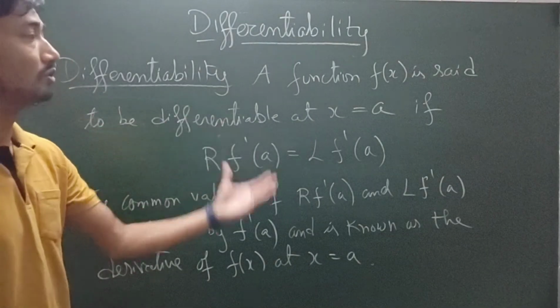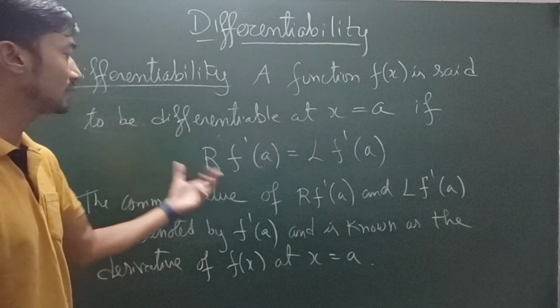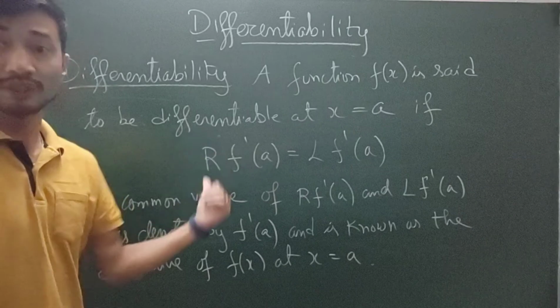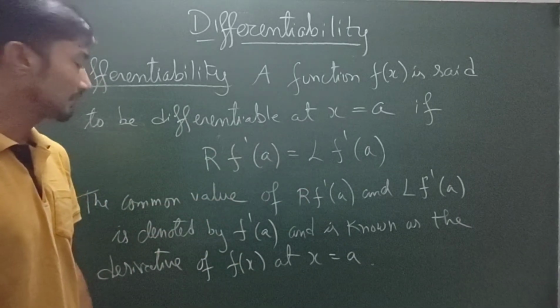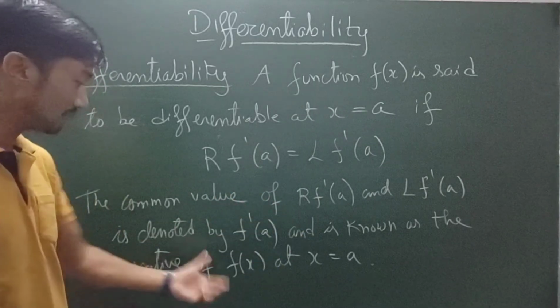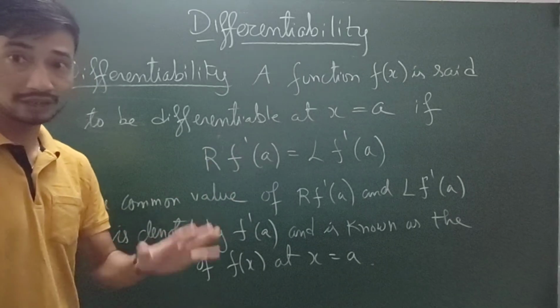A function is said to be differentiable at a given point x equal to a if the right-hand derivative is equal to the left-hand derivative. How do we calculate this? I've already given you that previously. And the common value of the right-hand derivative and the left-hand derivative is denoted by f dash of a, which is also known as the derivative of the function at x equal to a, if it exists.